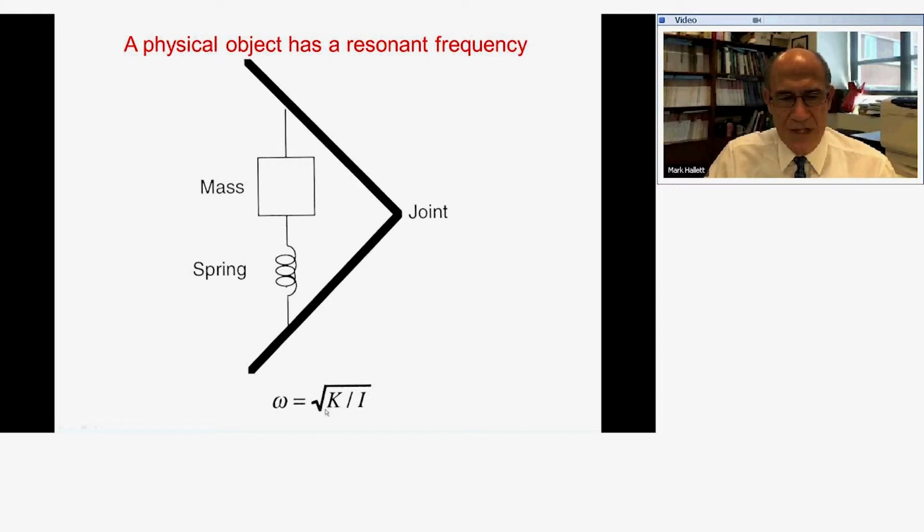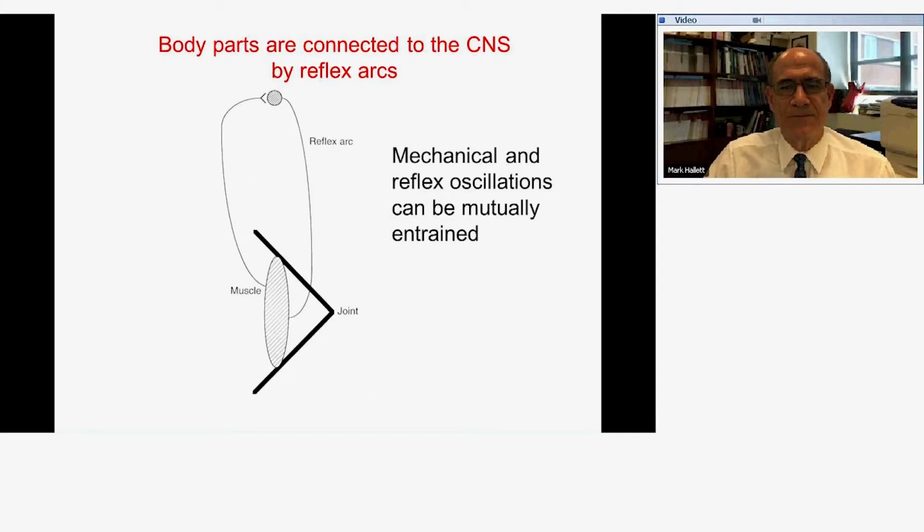And the resonant frequency is proportional to the square root of the stiffness divided by the inertia. So inertia characterizes the mass, and the stiffness characterizes the spring-like properties. If it is stiffer, the frequency will be higher, and if it weighs more, has a higher mass, the frequency will be lower. And this characterizes the physical properties of that particular object, such as a muscle-joint combination.